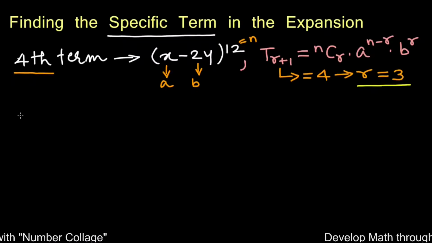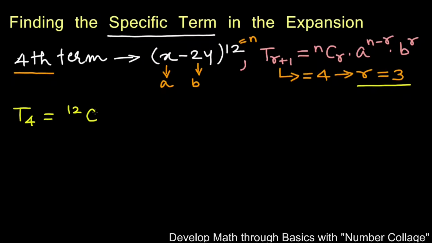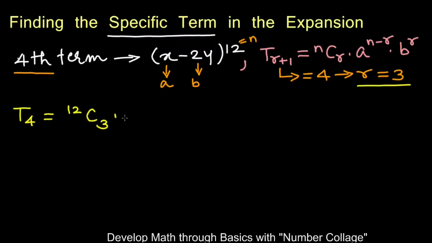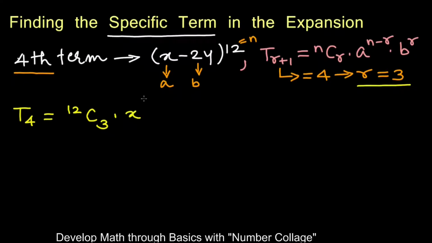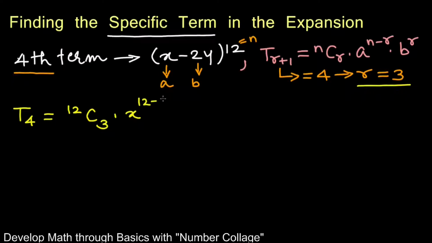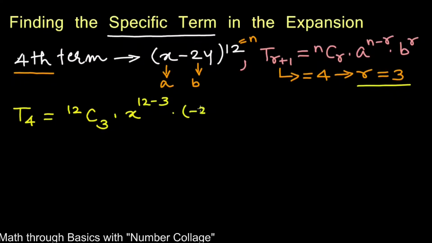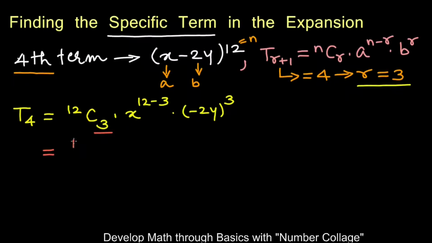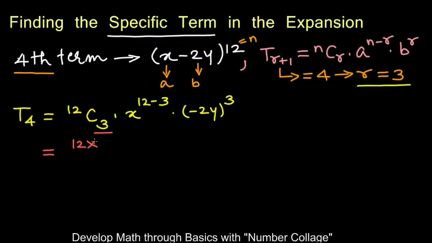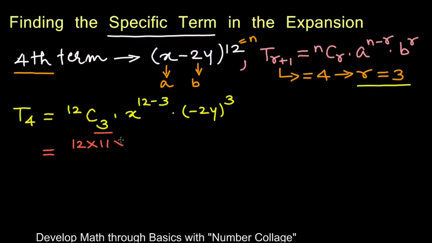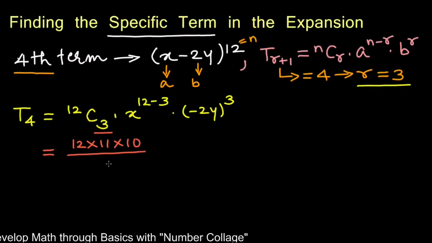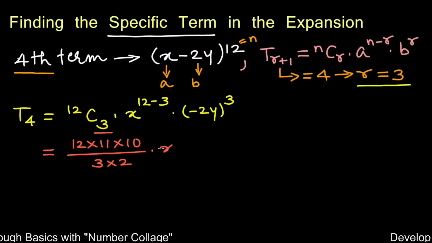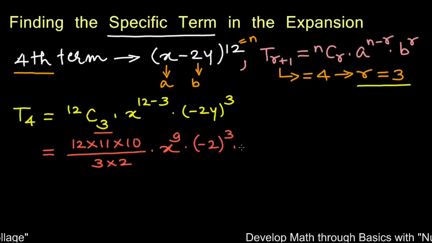So our fourth term T4 will be 12Cr, which is 12C3, into a, which is x, raised to n minus r, that will be 12 minus 3, multiplied by (minus 2y) raised to cube. Because r is 3, we write only 3 factors of 12 factorial: 12 multiplied by 11 multiplied by 10 divided by 3 factorial, which will be 3 multiplied by 2, into x raised to 12 minus 3 is 9 into (minus 2) cube into y cube.